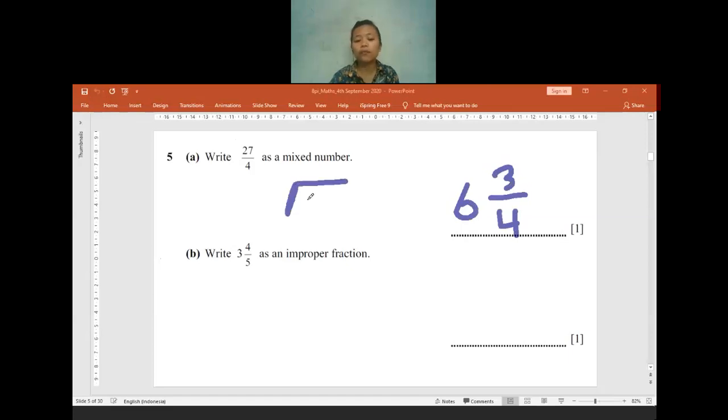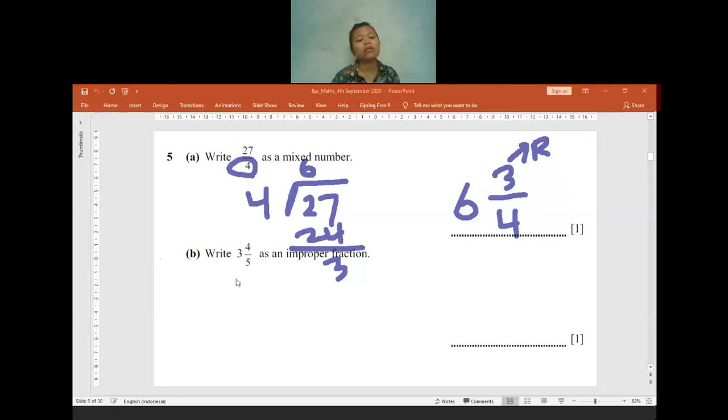If you get confused, you can make a division. So we have 27 divided by 4. The result is 6, so we write the result first. And then the remainder will be the fraction. We have remainder 3, so the remainder goes here, and the 6 here is for the result. And then the denominator stays as it is. No question, right? Okay, now we have the mixed number and we need to change it into an improper fraction.